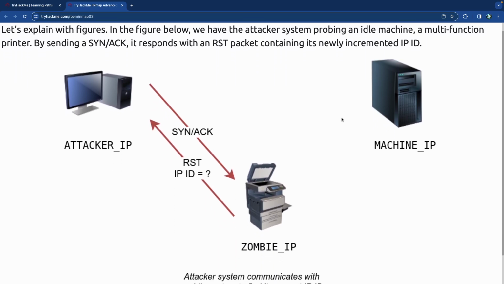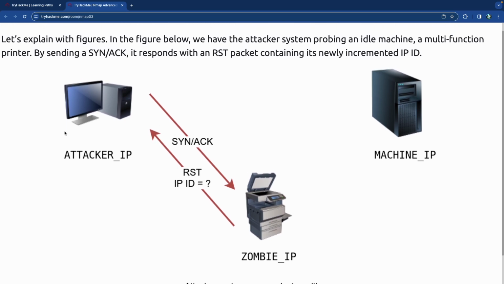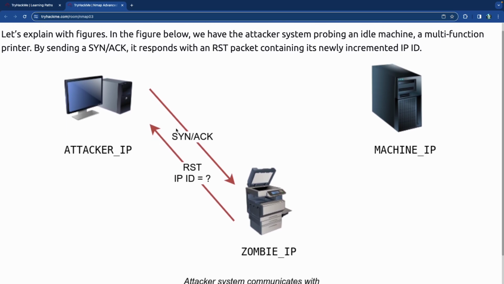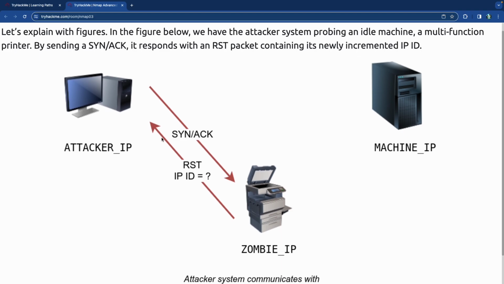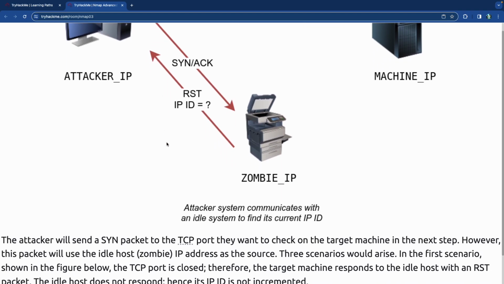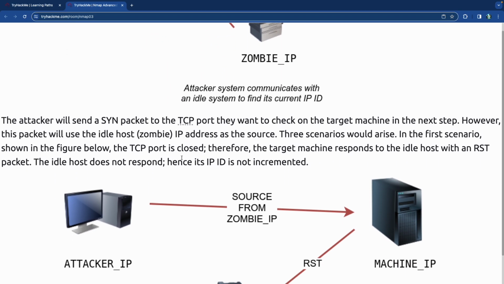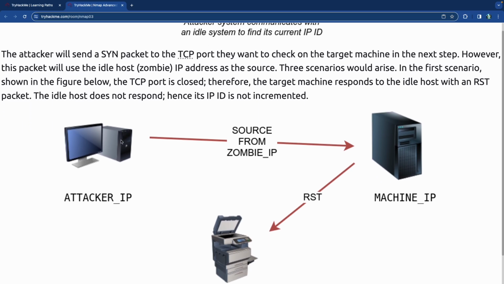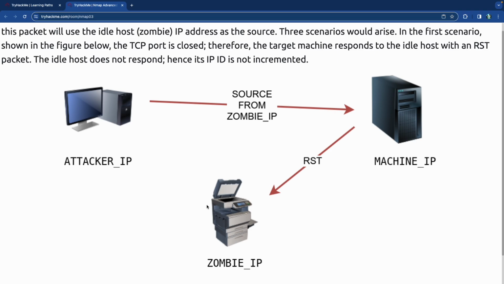So this is kind of what it looks like visually. You have the attacker IP. You send the acknowledgement request and the SYN to the zombie IP. The zombie responds with the IP ID. And then from here, you can now send it from yours to the victim. But now you're going to spoof it with the zombie IP. And then the victim is going to respond to the actual zombie machine, the idle machine.